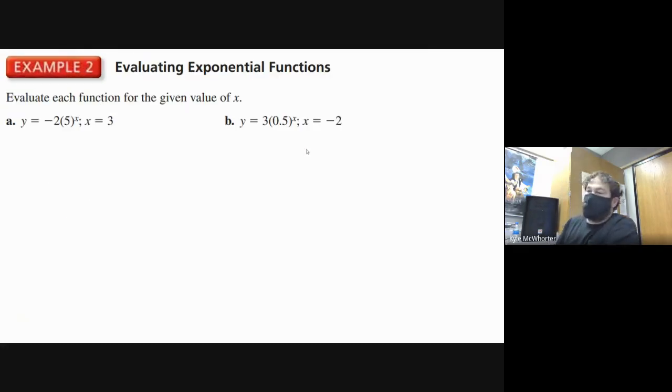Okay, so now the second thing to learn is how to evaluate exponential functions. So they're going to give us an exponential function, and they're going to give us an x value to evaluate the function at. So we'll take the function y equals -2 times 5 to the x. To evaluate this function for when x is 3, we just plug a 3 in for x.